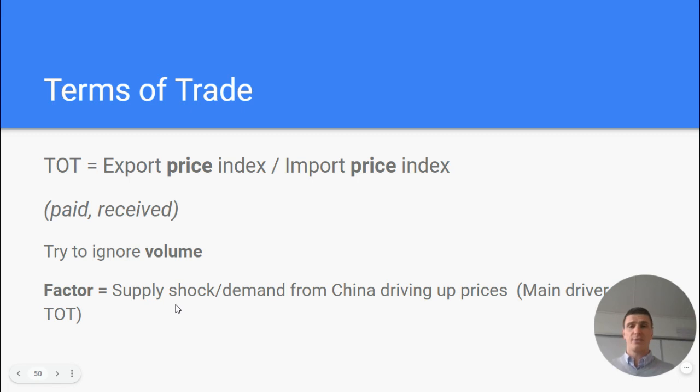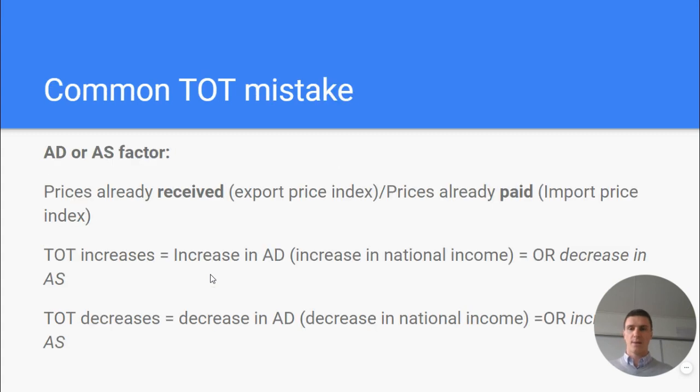The big factor that's driving the terms of trade, and this is where I would use this theoretically or actually, depending on the question you get, is the supply shock in Brazil, which has led to an increase in prices of our iron ore. That's your factor. Or, even though it was a couple of years ago, just an increase in demand from China, which is driving prices. Okay, I would use the first one.